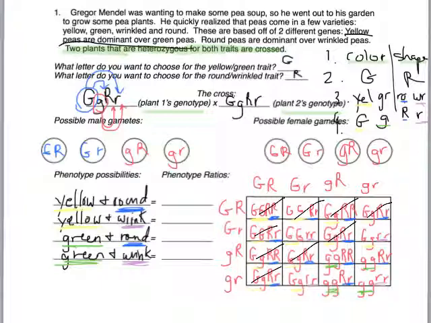So if you count off there, 1, 2, 3, 4, 5, 6, 7, 8, 9 out of the 16 are yellow and round. Yellow and wrinkled, we're looking for yellow and purple on mine. It's going to be 3 out of 16. Green and round, that's green and blue. Again, 3 out of 16. And then lastly, green and wrinkled are all recessive. That's only 1 out of 16. A good way to check yourself is to add up your fractions and make sure they add up to 16 out of 16. If they don't add up to 16 out of 16, you probably did something wrong. So you should probably go back and check again.